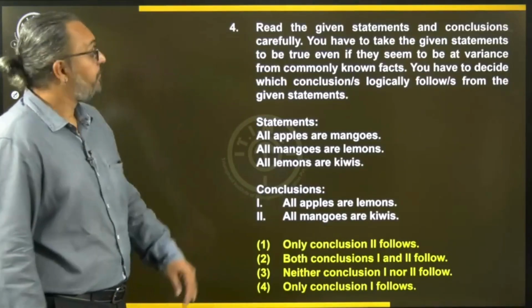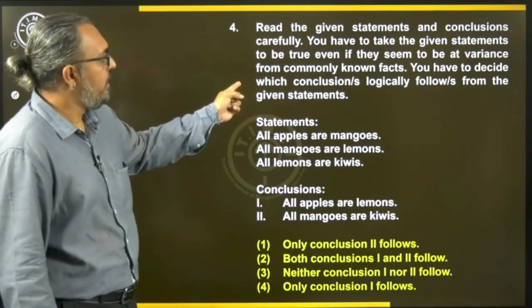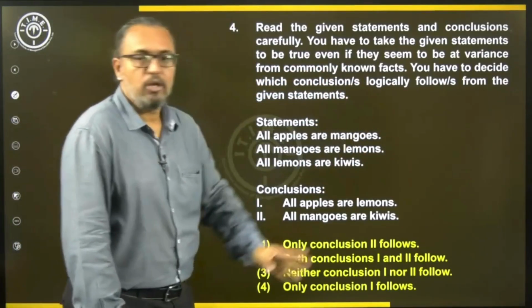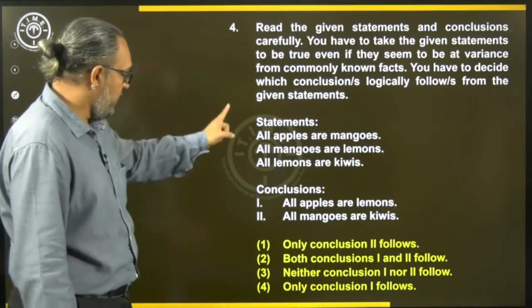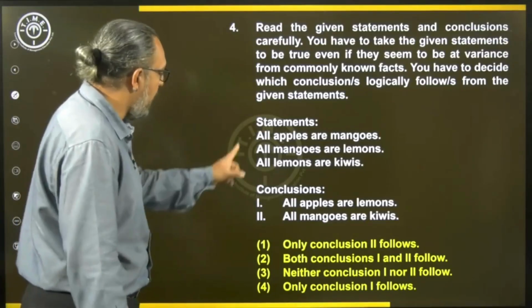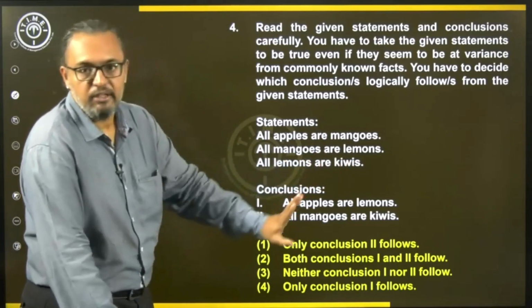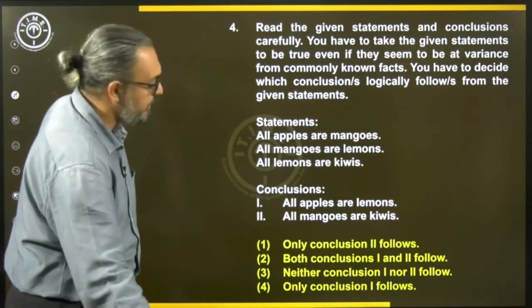Then next, again we have read the given statements and conclusions. Then you have to decide which conclusions will logically follow. Right. Now you have 3 statements and 2 conclusions. So let's look at this. So we have all apples are mangoes, all mangoes are lemons, all lemons are kiwis. So everything is related to each other.